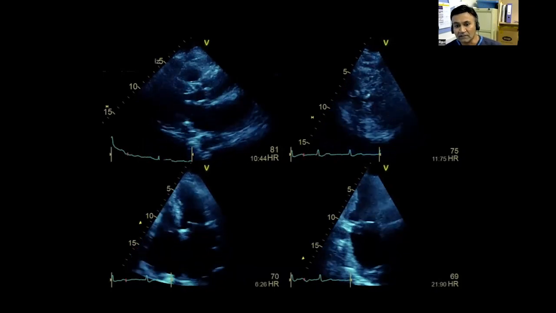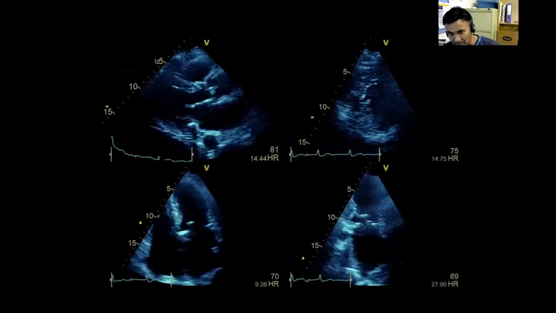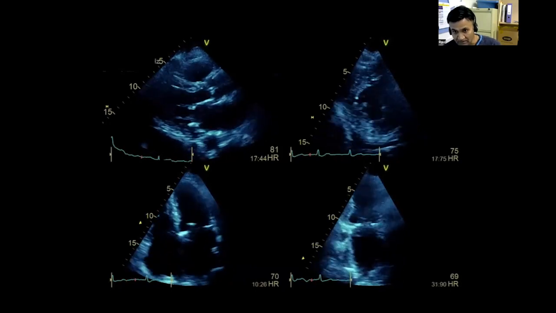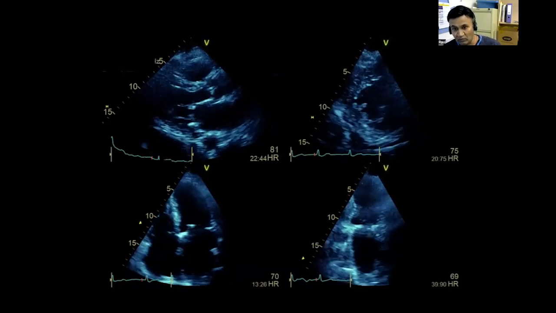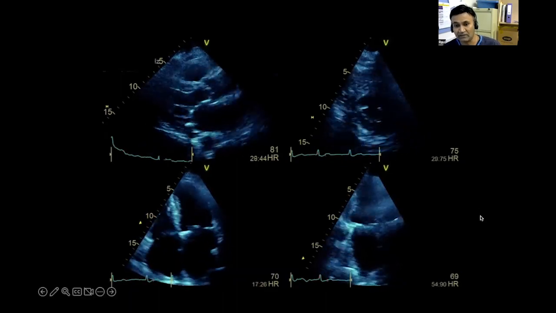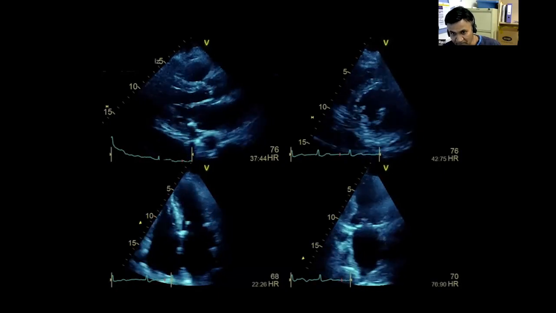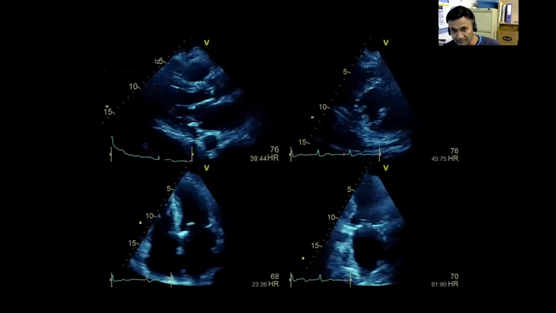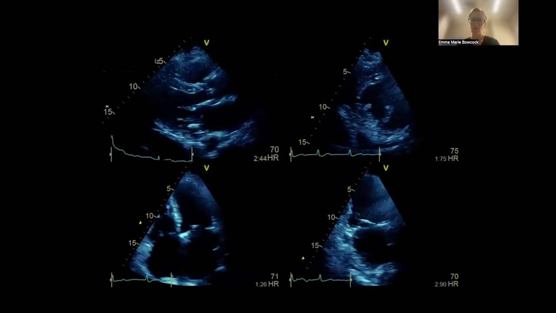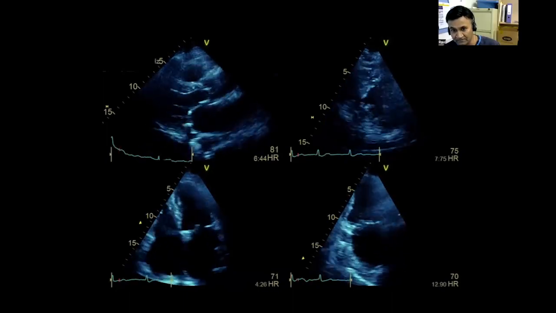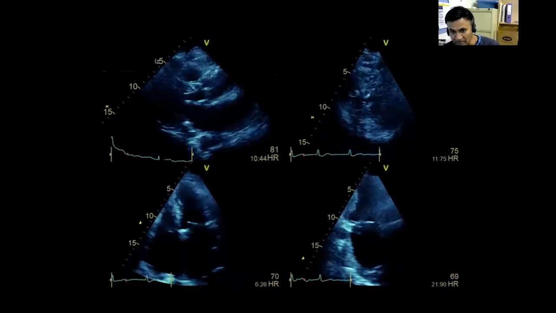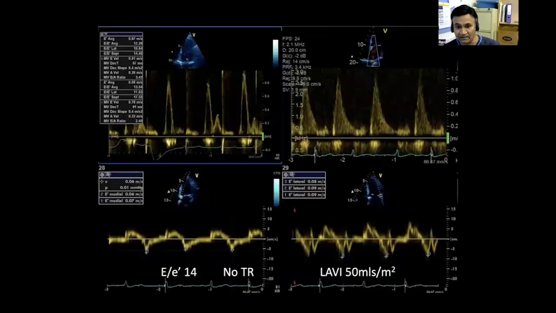And the last view looks like apical two chamber. There's a drop off of the anterior wall, and I can't see the apex. A bit of basal inferior wall can be seen. Again, we can see the annular calcification, and can't see the mitral valve leaflets very clearly. And again, the left atrium appears a bit dilated.